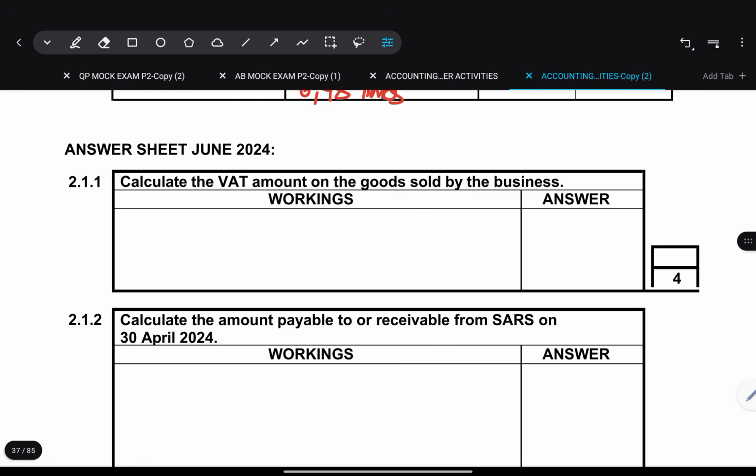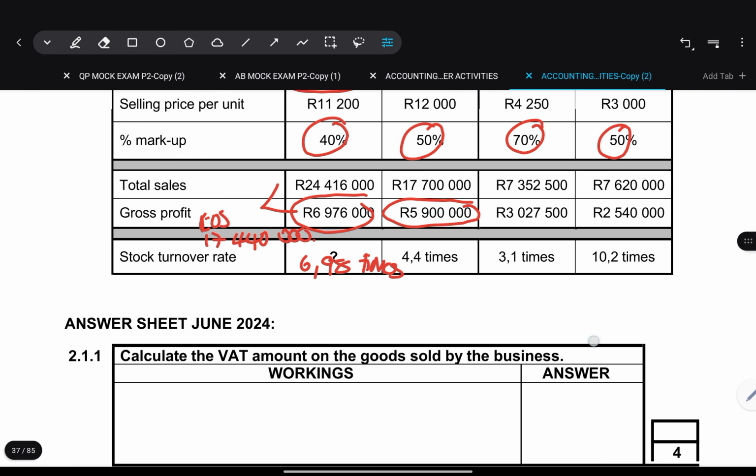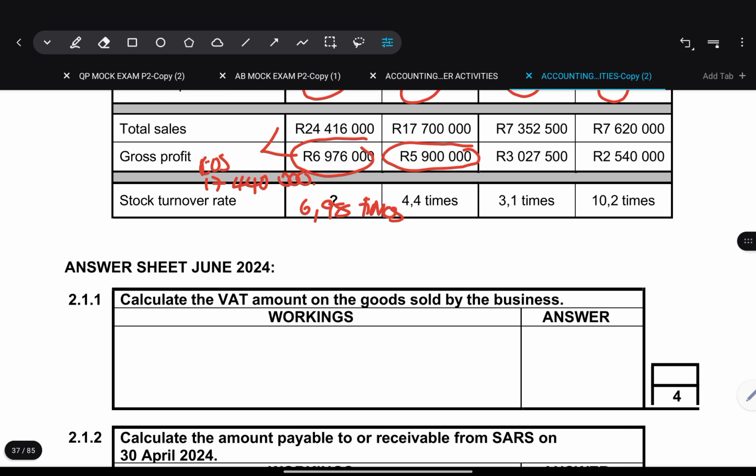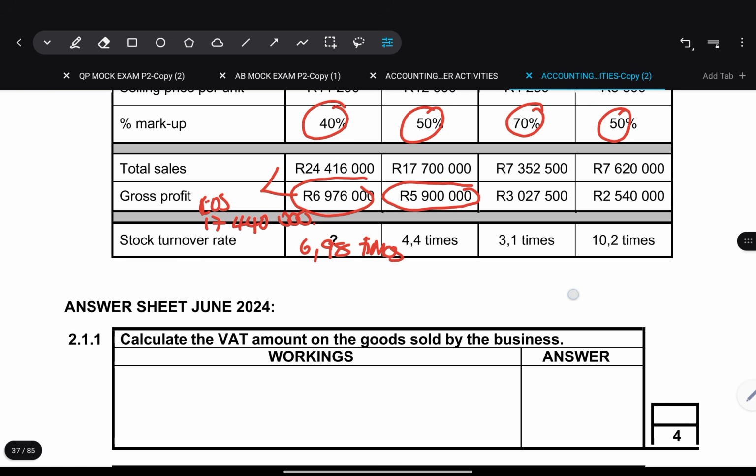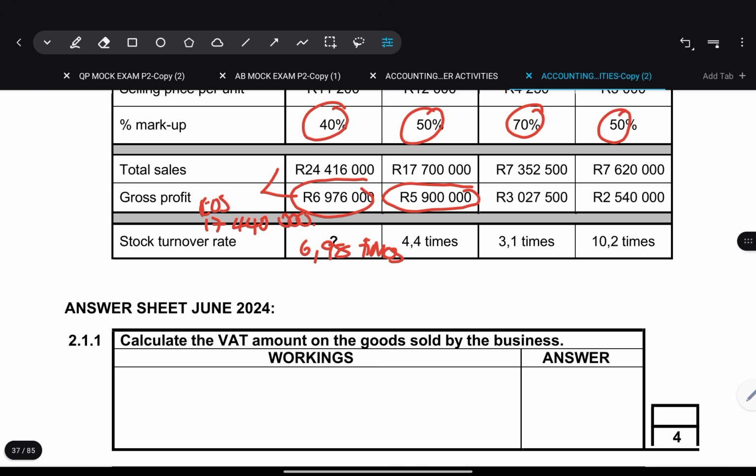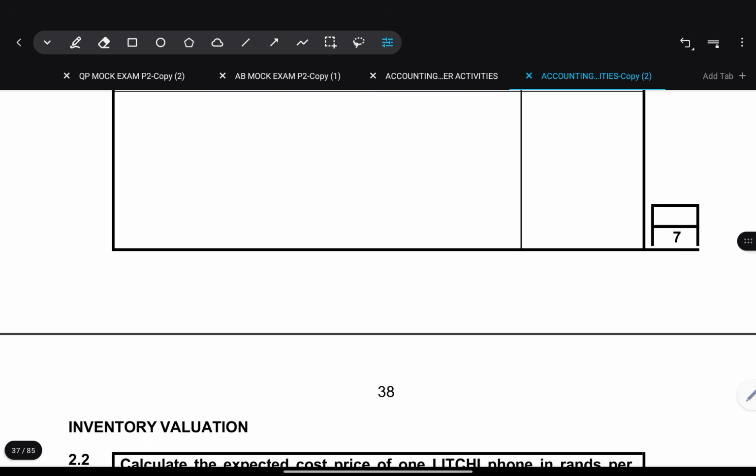And then stock turnover rate, we need to check whether it increased or decreased. Our stock turnover rate here shows that it moved from 10.2 times to 3.1 times. So how they sell actually decreased. Remember, it makes sense because they increased the price, so obviously people will buy less.